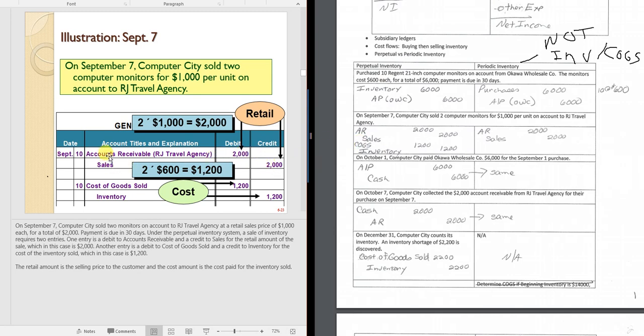I debit accounts receivable and credit sales. That's what I sold it for. That's how much I'm going to collect from my customers. So I sold 2 for $1,000, so that's $2,000. And then I'm going to move, notice this is 10 at 600, I need to move 2 computers at 600 out of inventory into cost of goods sold.